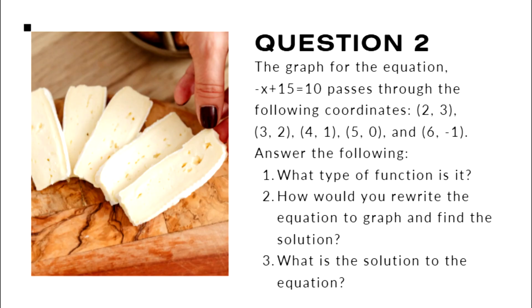Question 2. The graph for the equation -x plus 15 equals 10 passes through the following coordinates: 2, 3; 3, 2; 4, 1; 5, 0; and 6, -1. Answer the following. What type of function is it? How would you rewrite the equation to graph and find the solution? What is the solution to the equation? Pause the video, answer all 3 questions, and come back.